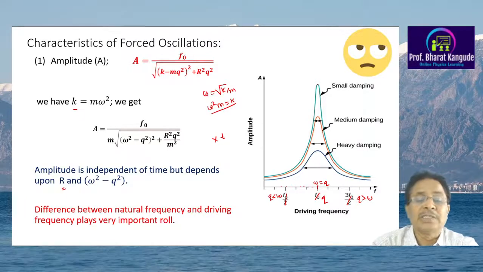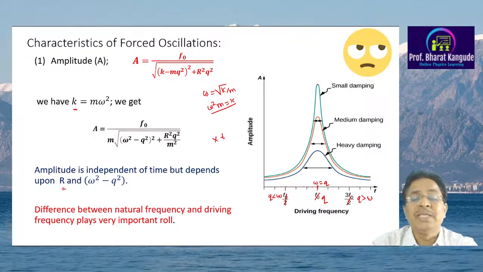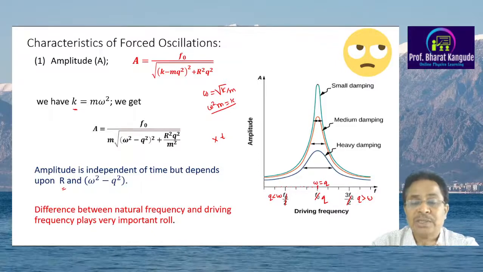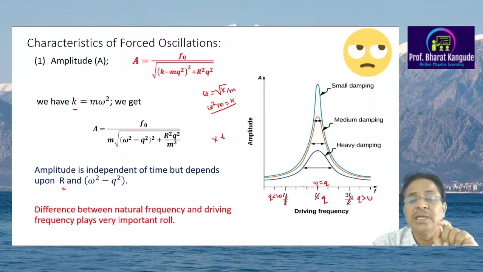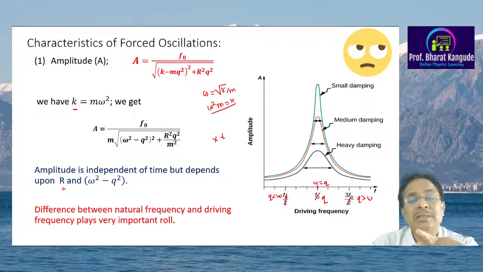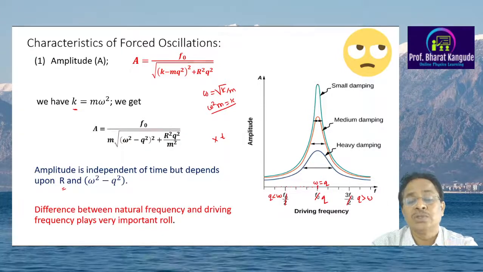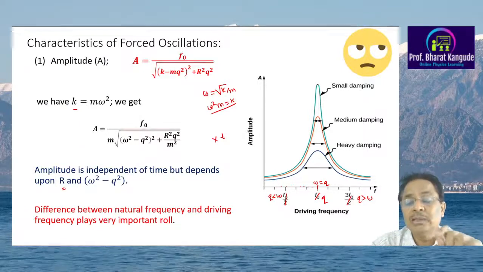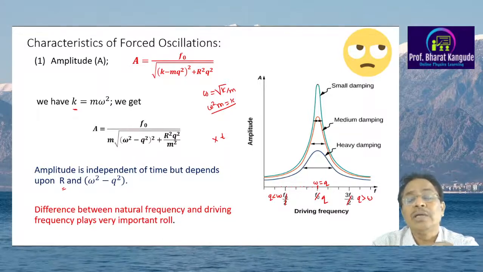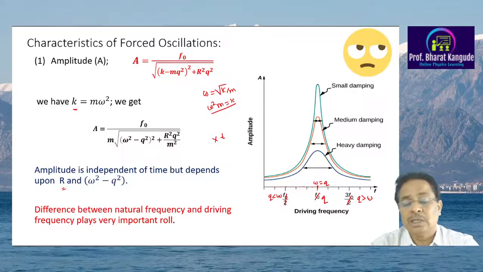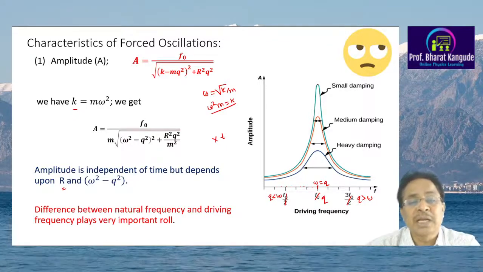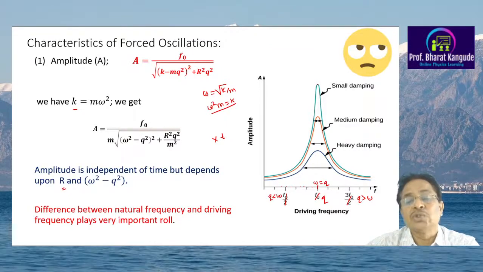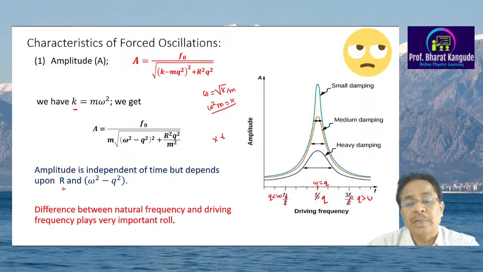So the difference between natural frequency and driving frequency plays a very important role in all types of such forced oscillations. This difference between omega and q decides what type of motion will be executed by this particular oscillator, which is called a forced oscillator. So this particular term, omega square minus q square, we are going to use very frequently in all further derivations and concepts which we are going to understand here. Okay, so this is the first characteristic, that is called amplitude. How amplitude varies with driving frequency is also shown by this particular graph. So that is one part of understanding here.